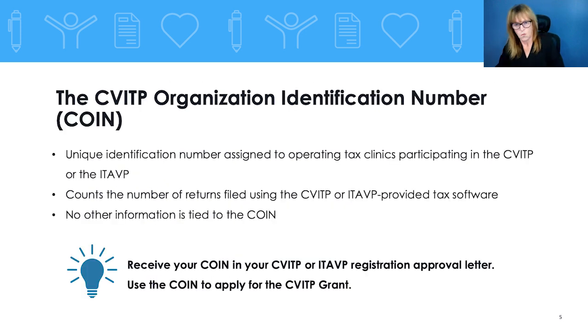The CVITP Organization Identification Number, or COIN, is a unique 8-digit identification number assigned to all approved organizations that participate in the program. The COIN counts the number of federal income tax returns an organization files electronically using the provided tax software. The COIN is mandatory if your organization plans to apply for CVITP grant funding. Only returns filed using the COIN will be counted towards the amount you will receive through the CVITP grant.